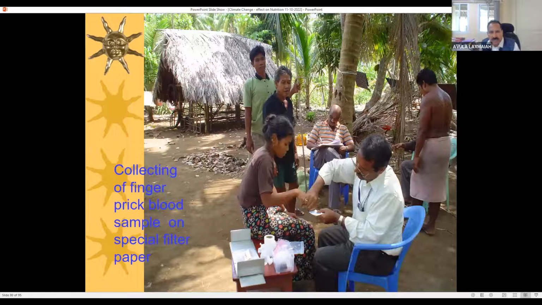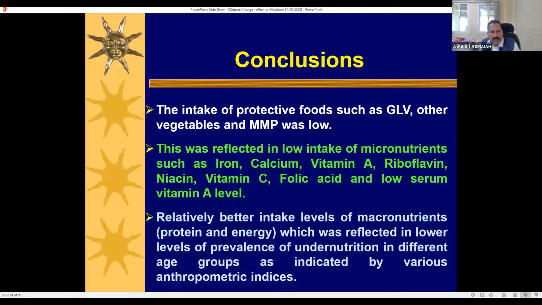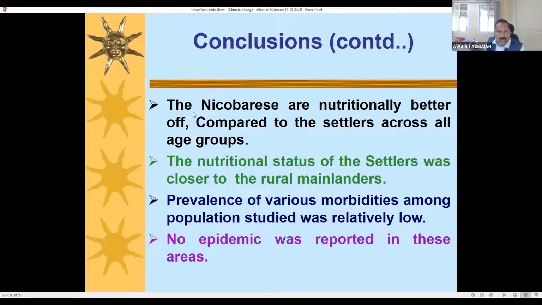Then we also did some blood sample collection, and especially analyzed vitamin A and hemoglobin. The intake of protective foods such as GLV and other vegetables, and MFP, was very low. These are our findings, and this was reflected in low intake of micronutrients such as iron, calcium, vitamin A, riboflavin, niacin, vitamin C, folic acid, and low serum vitamin A. So except for calories and protein, other things are very low. The Nicobarese are nutritionally better off compared to the settlers. We also compared their present status with other settlers, those who came from Madras, Tamil Nadu and other states. The nutrition status of settlers was closer to that of rural mainlanders.